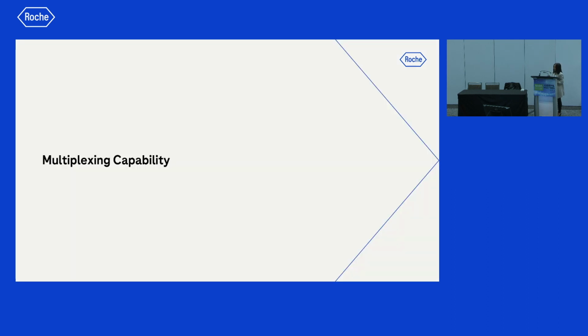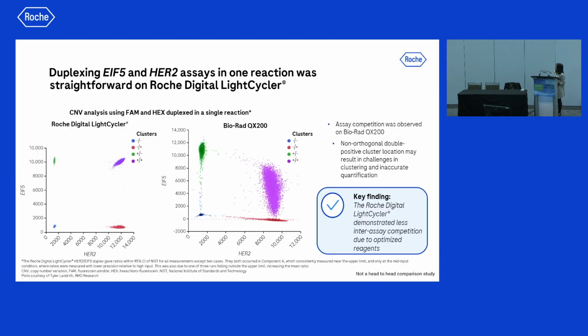The other aspect, in terms of not only being able to provide precise measurements compared with other platforms on the market, is that it was really straightforward to multiplex the HER2 and EIF5 on the Digital LightCycler system compared to other platforms. And just to illustrate this, I want to show a qualitative data slide showcasing when there is an opportunity to duplex these two into a single reaction.